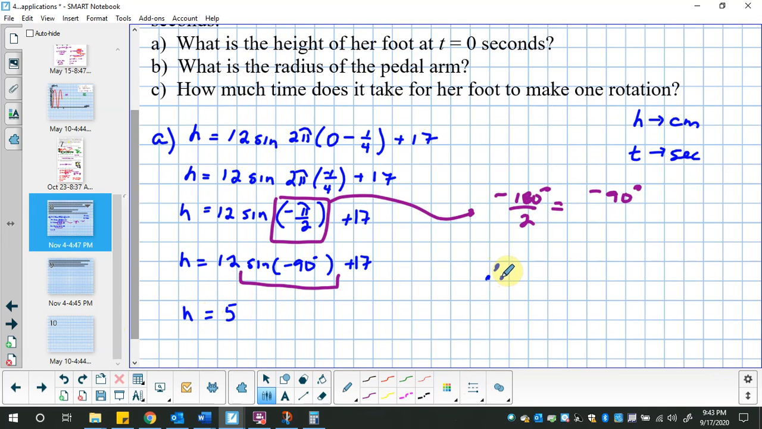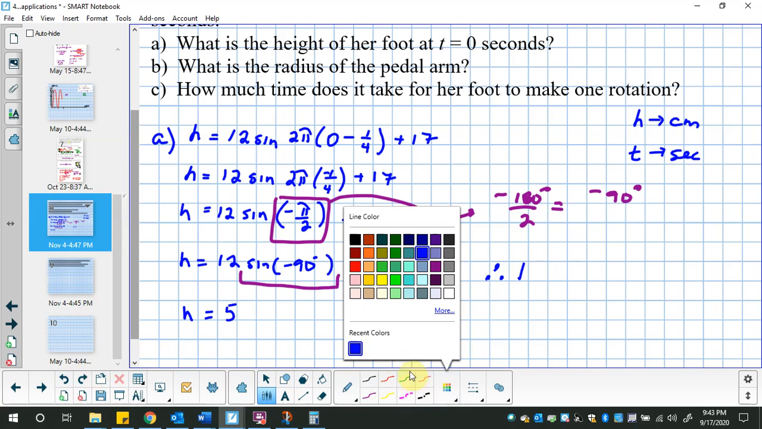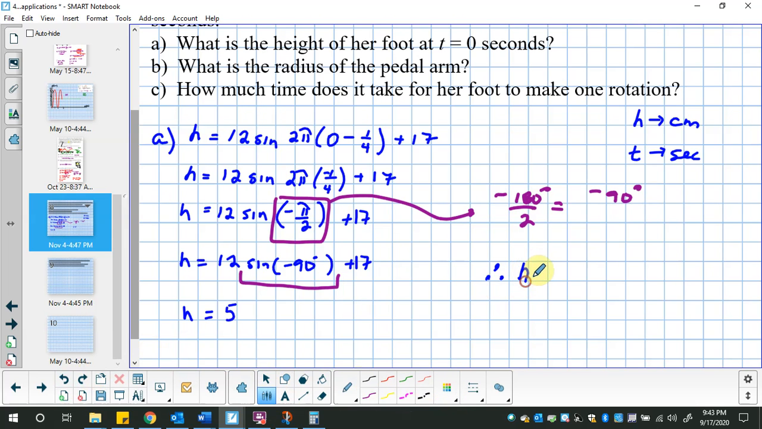Don't know if you know that. What is the height of her foot? Her foot is 5 centimeters off the ground. Look at my handwriting. It's almost time to go to bed.